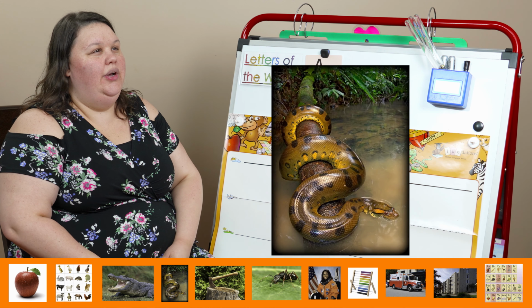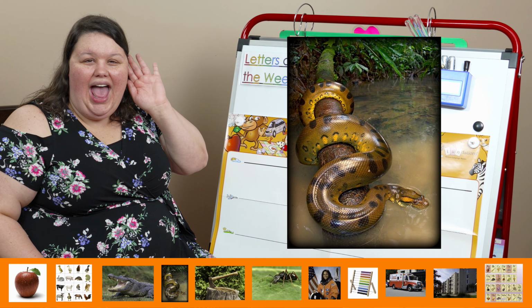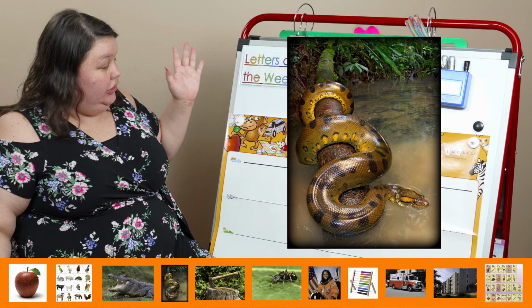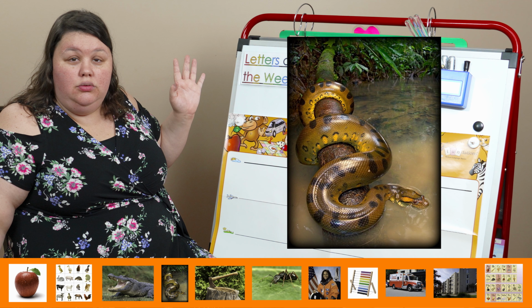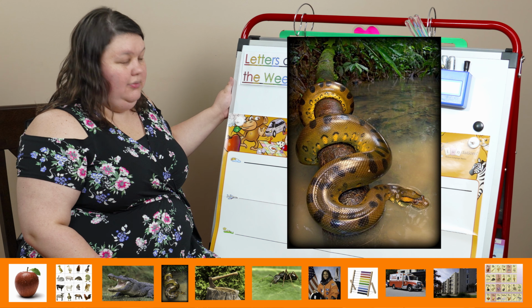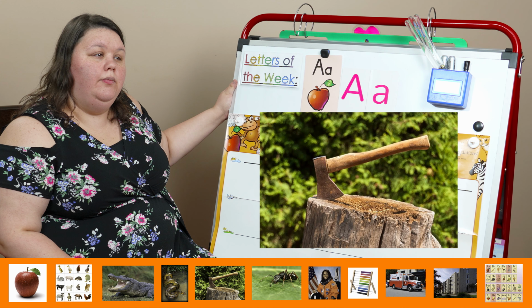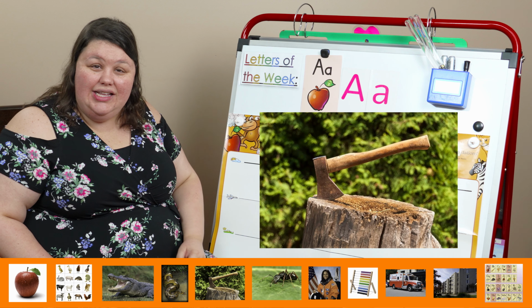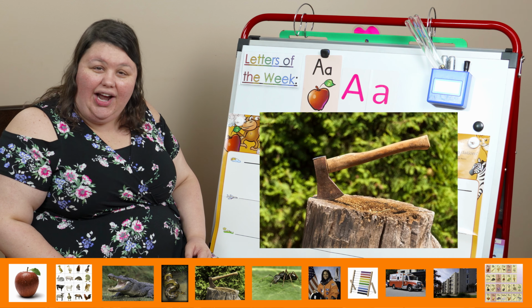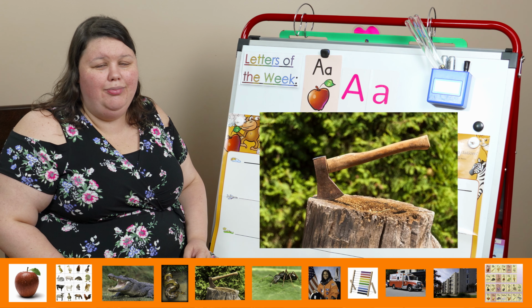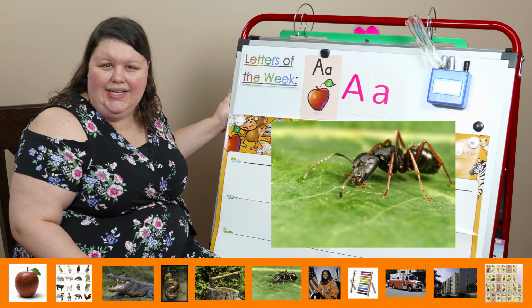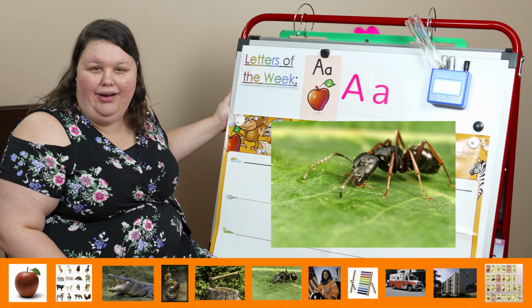We can do anaconda. Anaconda. That's one of the biggest snakes in the world. It's huge. It probably could eat a cow. That's a pretty big snake. Let's think of some other ones. Axe. Have you ever seen anybody chop wood before? They usually use an axe to chop wood, to split it for a fireplace. Axe. It's very sharp. Ant. We see ants outside all the time, don't we? What's that first sound in ant?